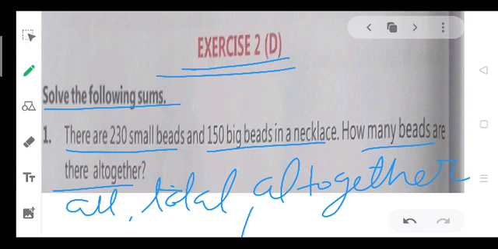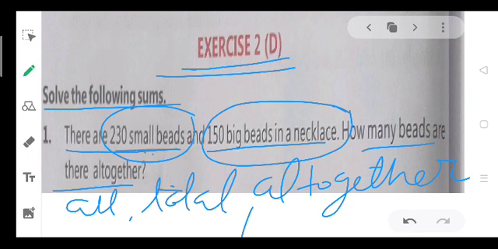So here we can write in this way: small beads is equal to 230, first statement. Second statement, you can write big beads is equal to 150. We will not use the word necklace, no need to write it. Small beads is equal to 230, big beads is equal to 150, and third you will write total number of beads.